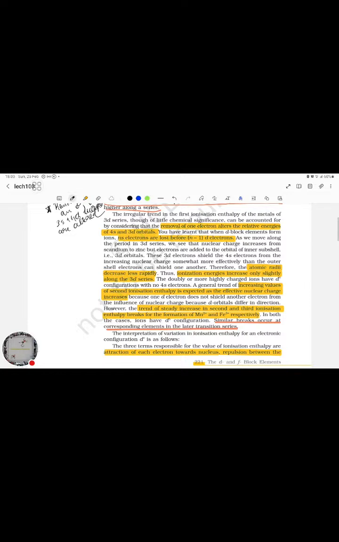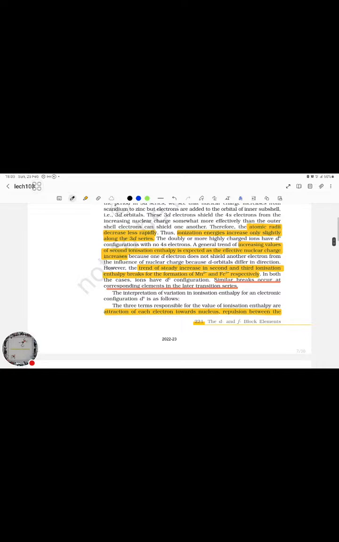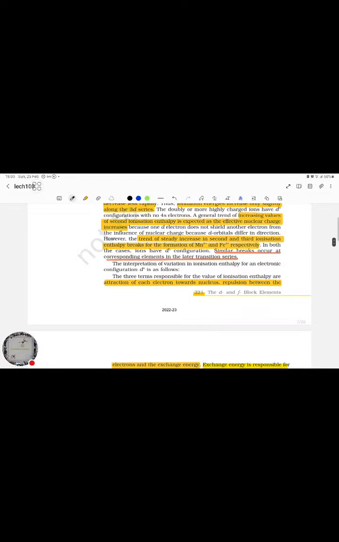As soon as I obtain that, the increase is going to be drastic because it has a half-filled configuration, which means it's going to be more stable. To remove an electron from a more stable configuration requires a lot more energy, and similar will be the case for third ionization enthalpy. Reaching Fe3+, if I remove the 4s2 electrons and one electron from 3d6, it obtains the 3d5 configuration, and removing from there will be much more difficult. So in both cases, the ions have d5 configuration. Similar breaks occur at corresponding elements in later transition series.